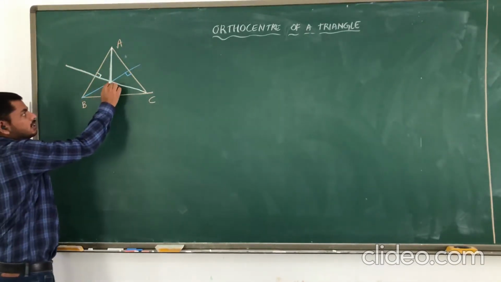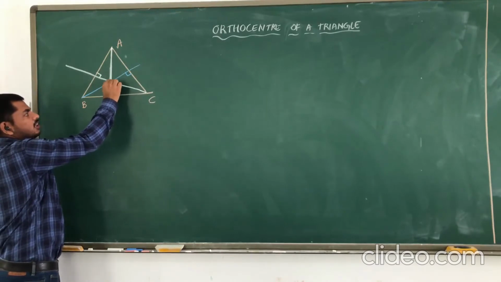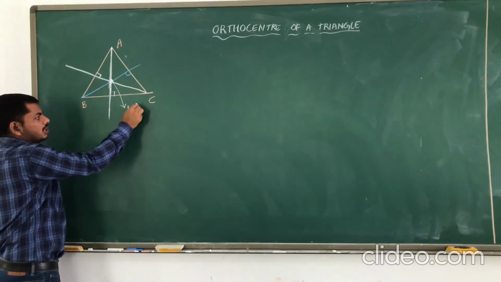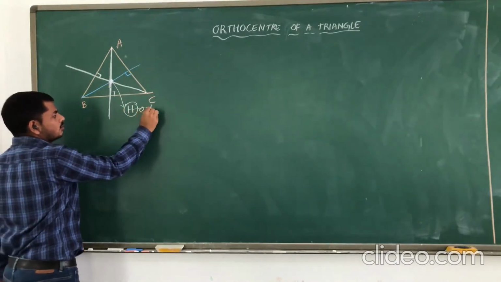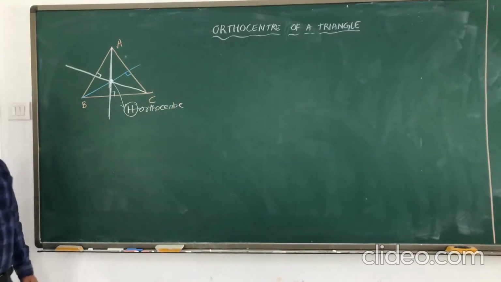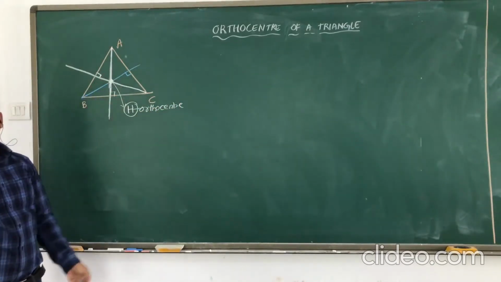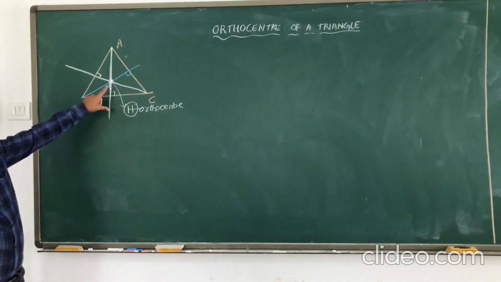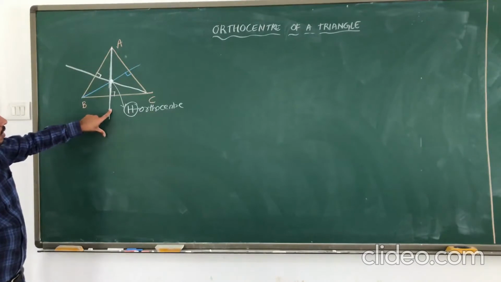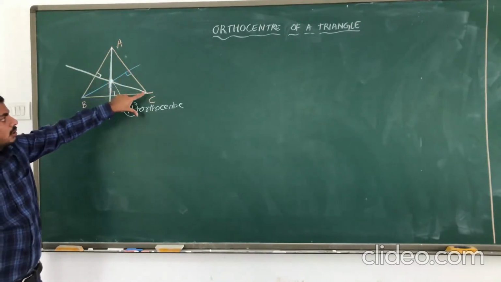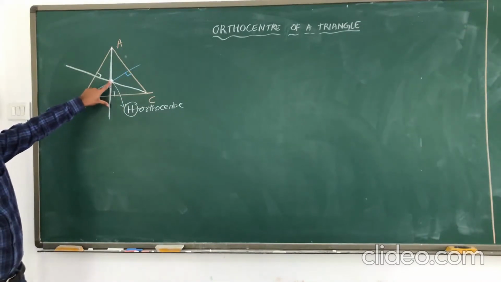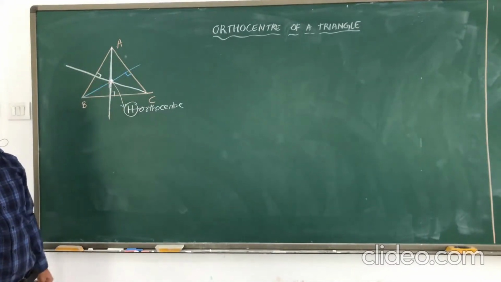The point of intersection of these altitudes is called the orthocenter. This is the orthocenter, which is denoted by capital H. Here, this is the altitude through vertex A, the altitude through vertex B, and the altitude through vertex C. The point of intersection of altitudes is called the orthocenter.